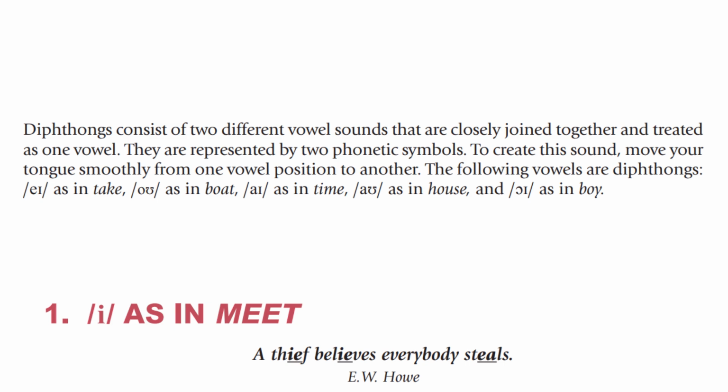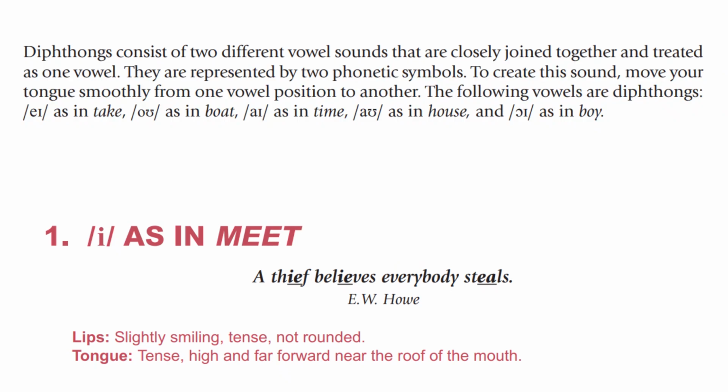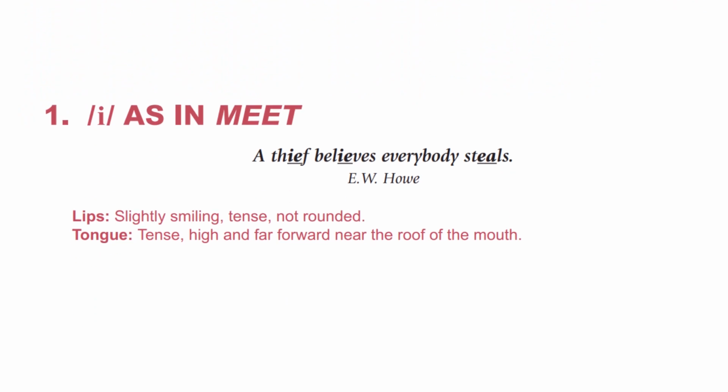You will now learn how to correctly produce each of the vowels. E as in meat. The lips are slightly smiling, tense, and not rounded, and the tongue is tense. It is high and far forward near the roof of the mouth.